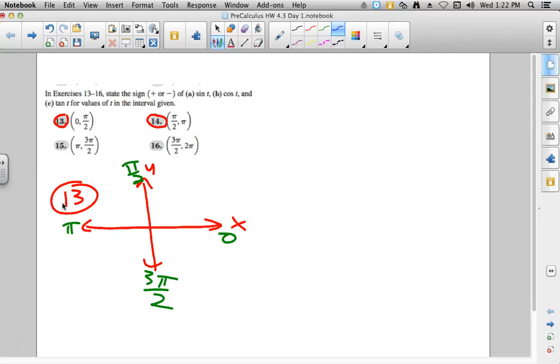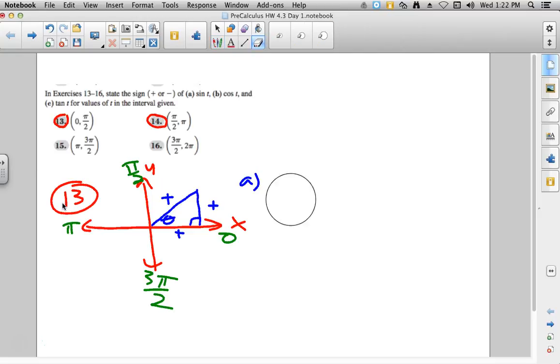So for number 13, if we're talking about a triangle that's going to appear between 0 and pi over 2, it's an angle theta that's formed in the first quadrant. And in this quadrant, no matter what side we're dealing with, we're always going to get positive values. So it doesn't matter if we're going to use y over r, x over r, r over r, those are all going to be positive. So for A, B, and C, we would put positives down for number 13.